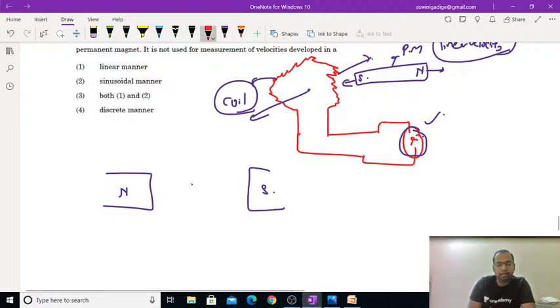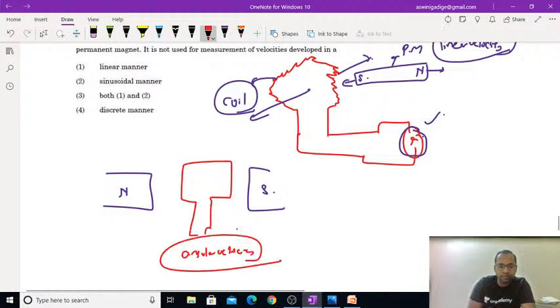And here we are going to take one coil like this. Whatever angular velocity you want to measure, we will apply that angular velocity here, and it will start rotating. The winding starts rotating.